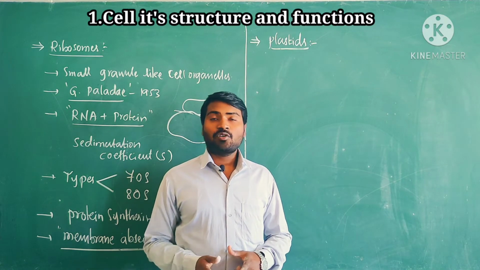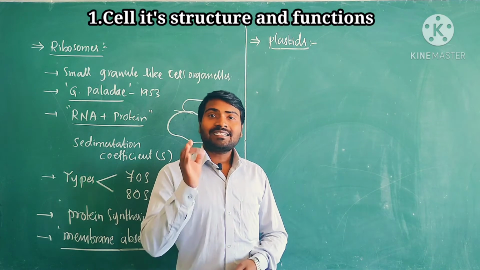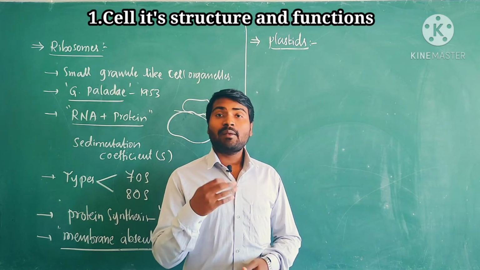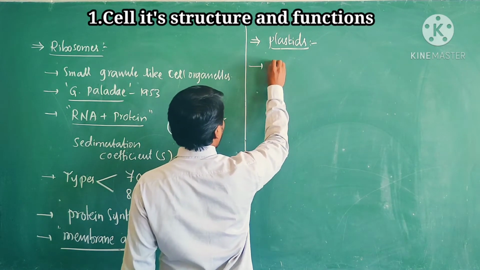Let us discuss one more important cell organelle, that is plastids. The term plastids was given by a scientist. His name is Ernst Haeckel.